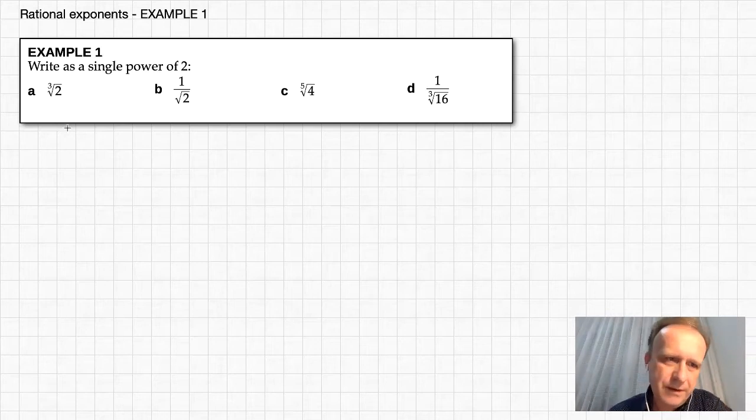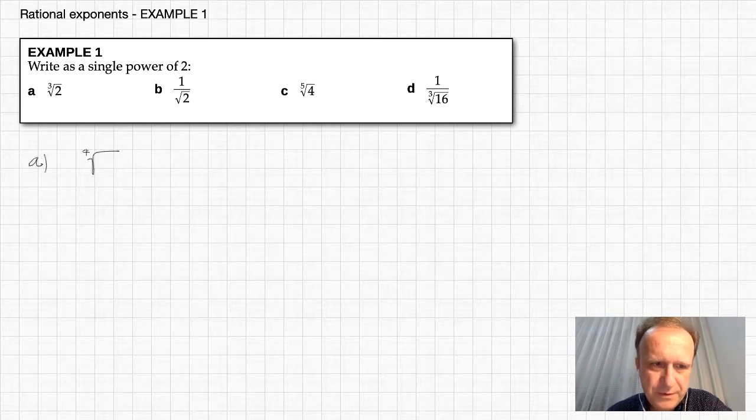Example 1. Write as a single power of 2. Okay. Part A, we have the third root of 2. Now, if you think about this general rule that the nth root of a can be replaced by a to the power 1 over n, introduced in a previous video, you can now use this.